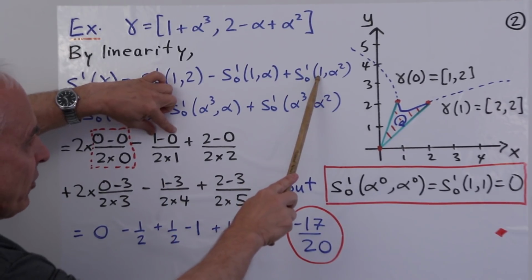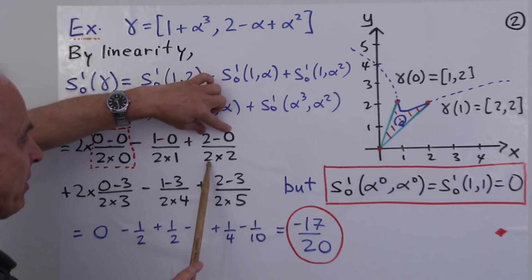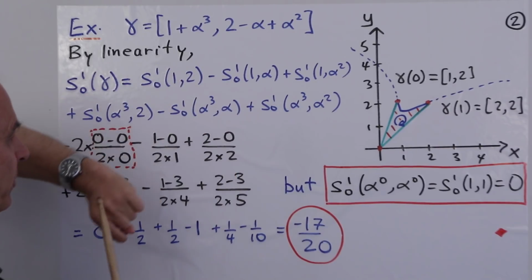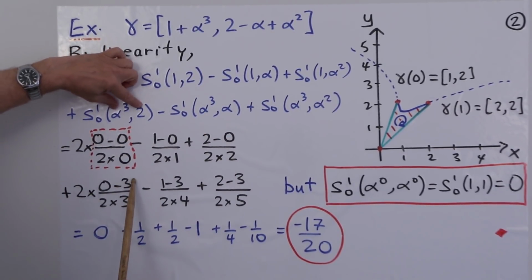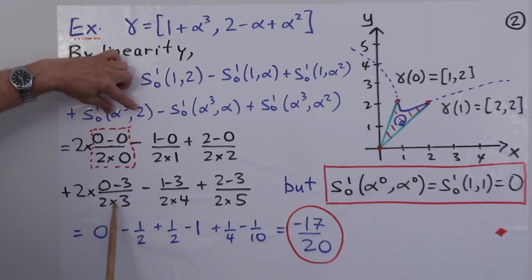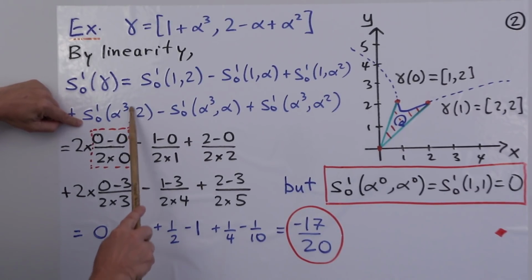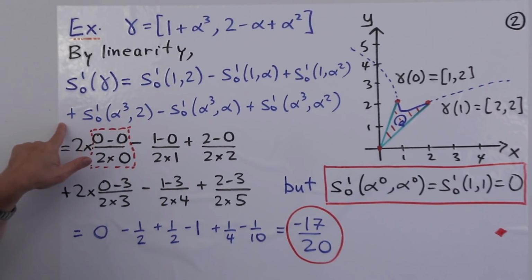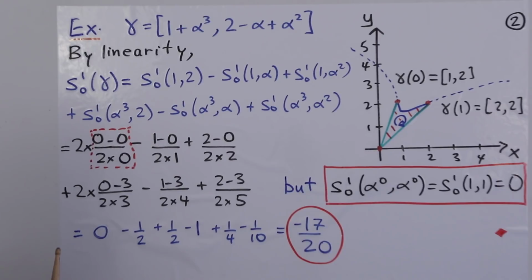Over here, the exponents are 0 and 2. The difference, 2 minus 0, divided by 2 times the sum, 2. Over here, exponent of 3 and 0. The difference is 0 minus 3, divided by 2 times the sum, which is 3. And there's a 2 because this number here, 2, can by linearity be pulled out front. So we need to actually pull that out front before we have an alpha to the 0 in there.